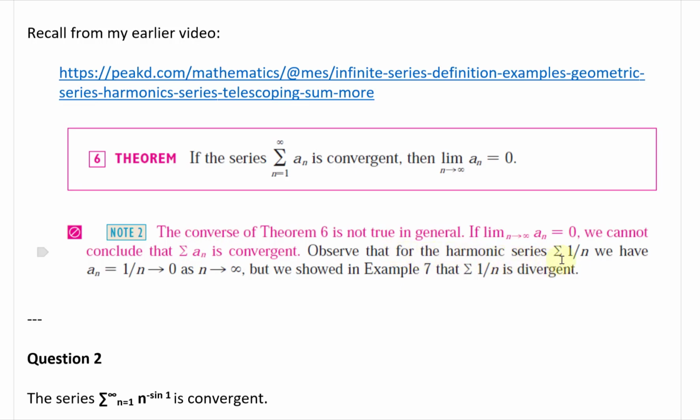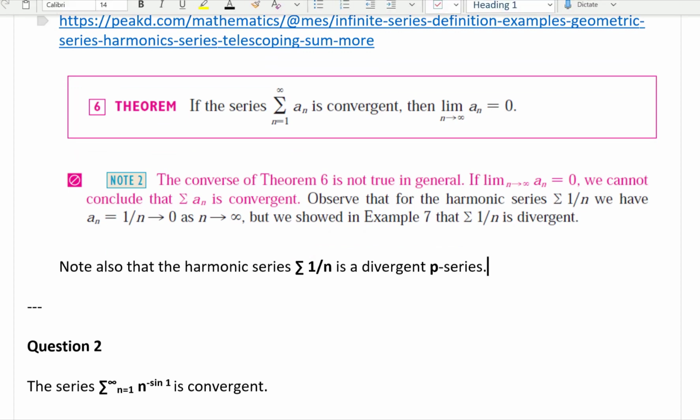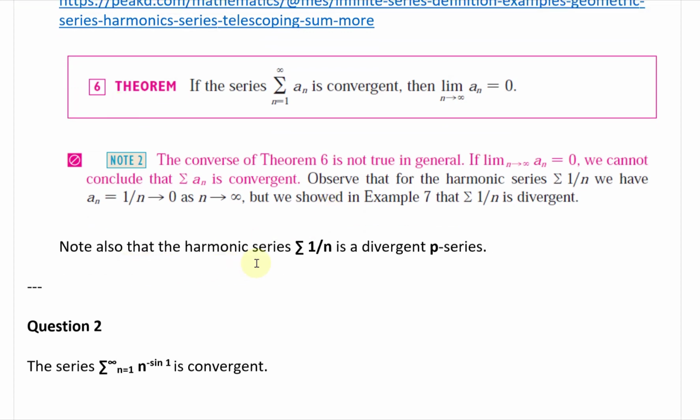Observe that for the harmonic series, which is a p series, the summation of 1 over n, we have an equals 1 over n, which approaches 0 as n approaches infinity. But we showed in example 7 that the summation of 1 divided by n is divergent. It's also a p series, and it's a divergent p series. I just added a note here: the harmonic series, the summation of 1 over n, is a divergent p series.